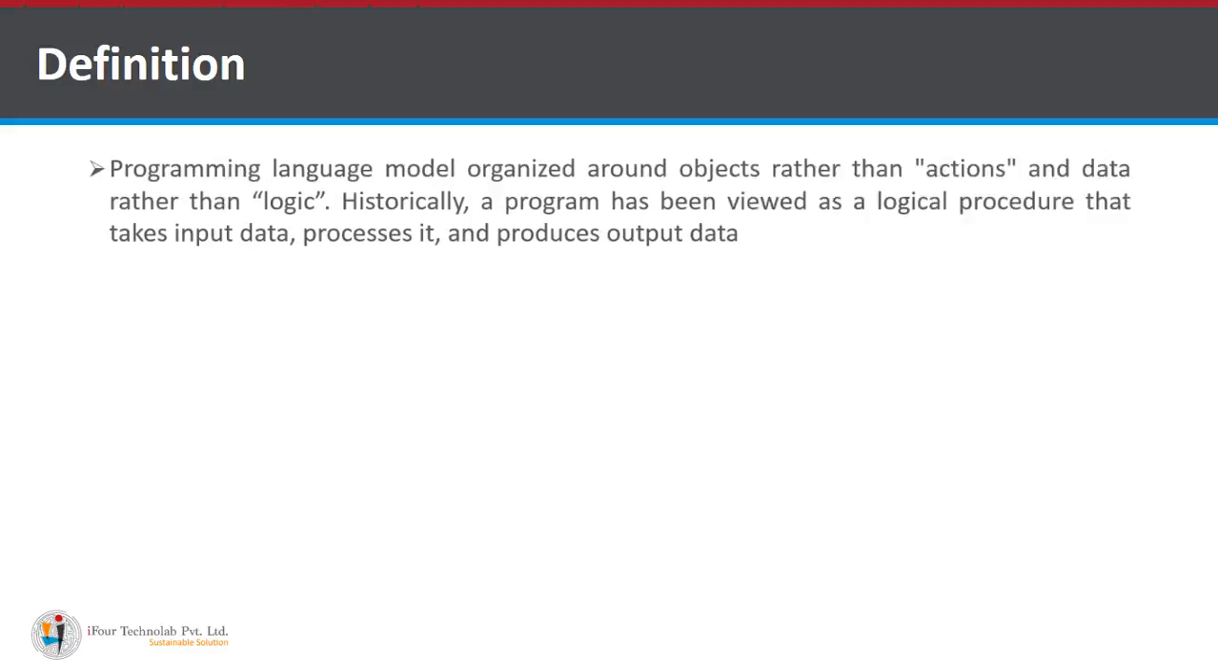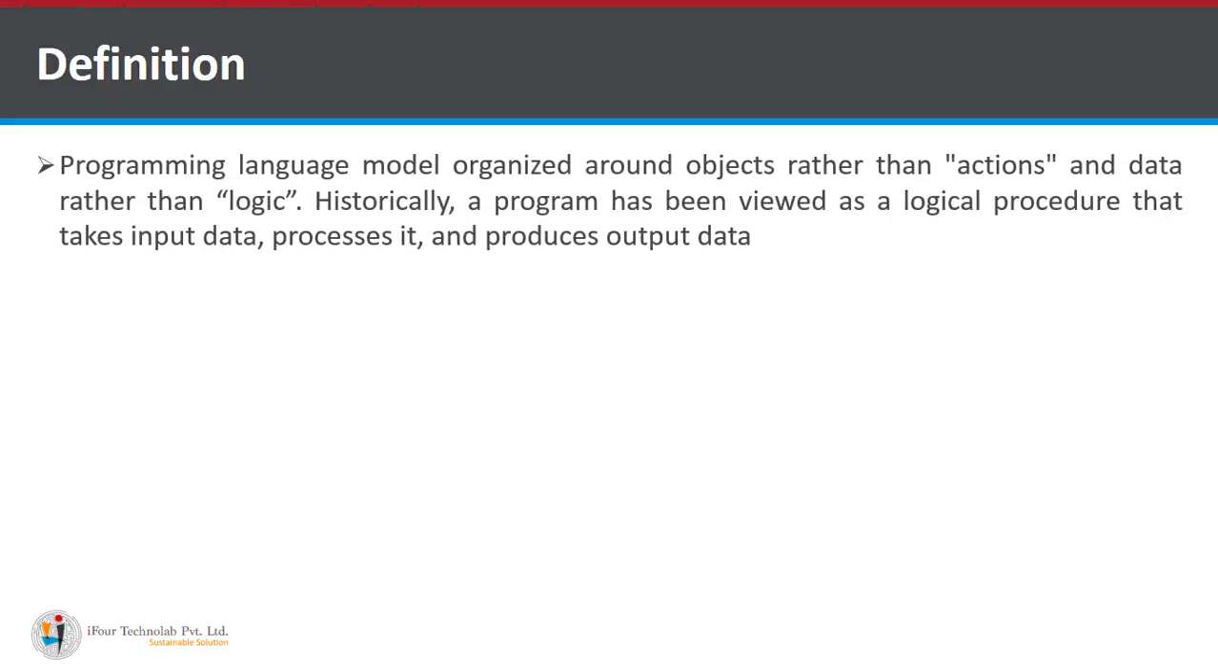What is OOPS? OOPS stands for Object-Oriented Programming Language. As the name suggests, a programming language which is based on objects rather than logic as seen in procedural languages. OOPS has four main standards which must be present in every object-based programming language. A programming model organized around objects rather than actions, and data rather than logic.